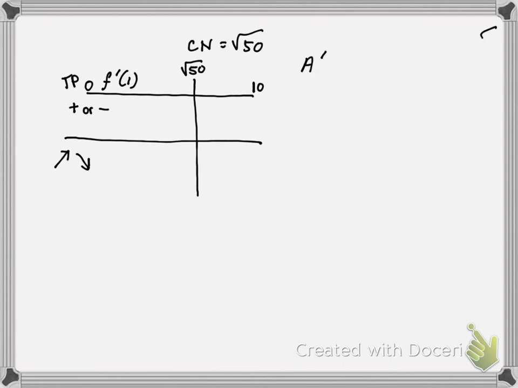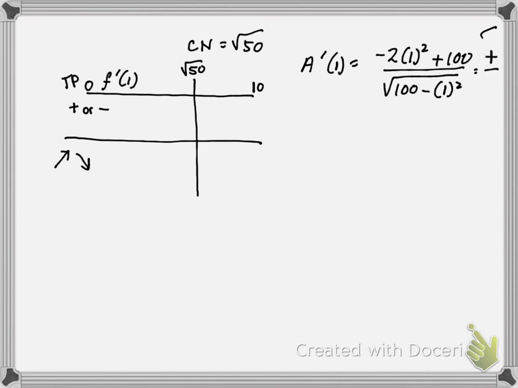The derivative of the area function at 1 is going to equal negative 2 times 1 squared plus 100, all over the square root of 100 minus 1 squared. In the numerator, we have 100 minus 2. That's positive. In the denominator, I'm still going to have a positive value. A positive divided by a positive gives me a positive. I know my function's increasing. Let's check on the other side.